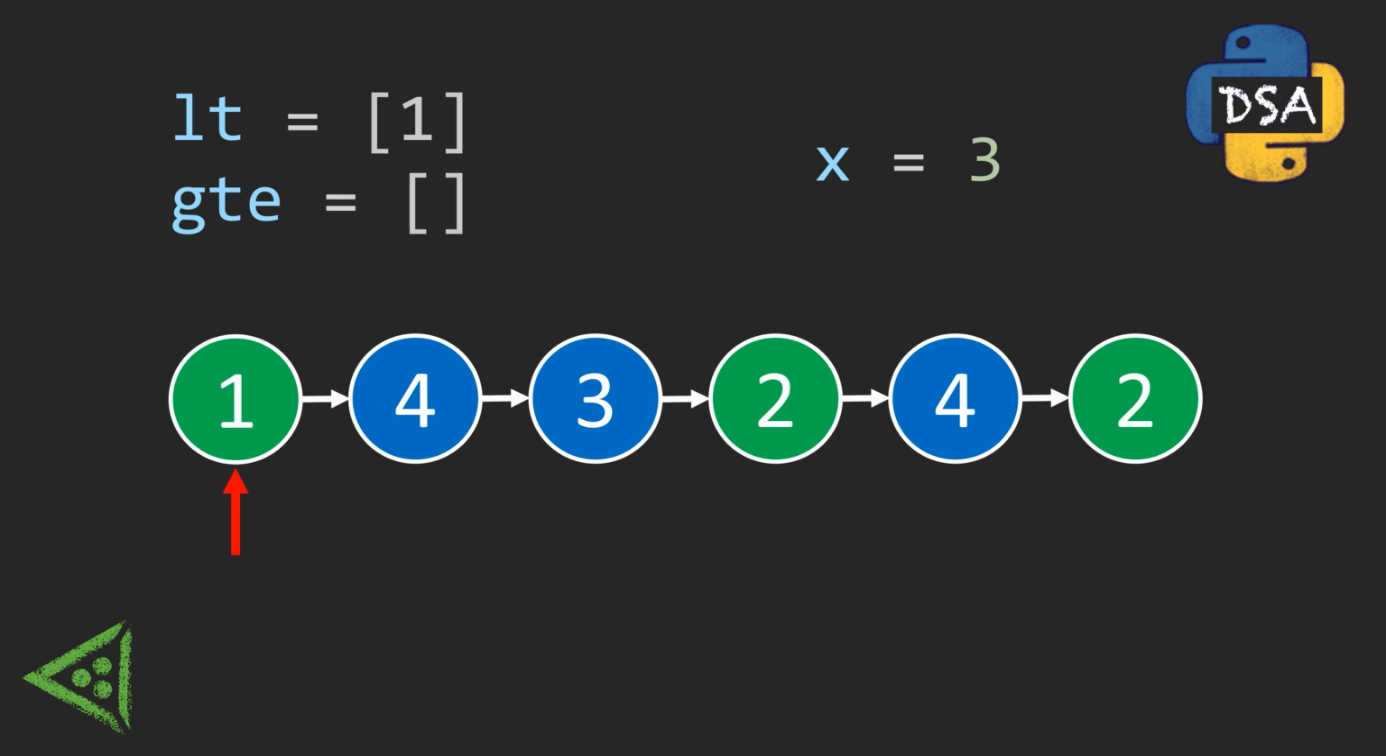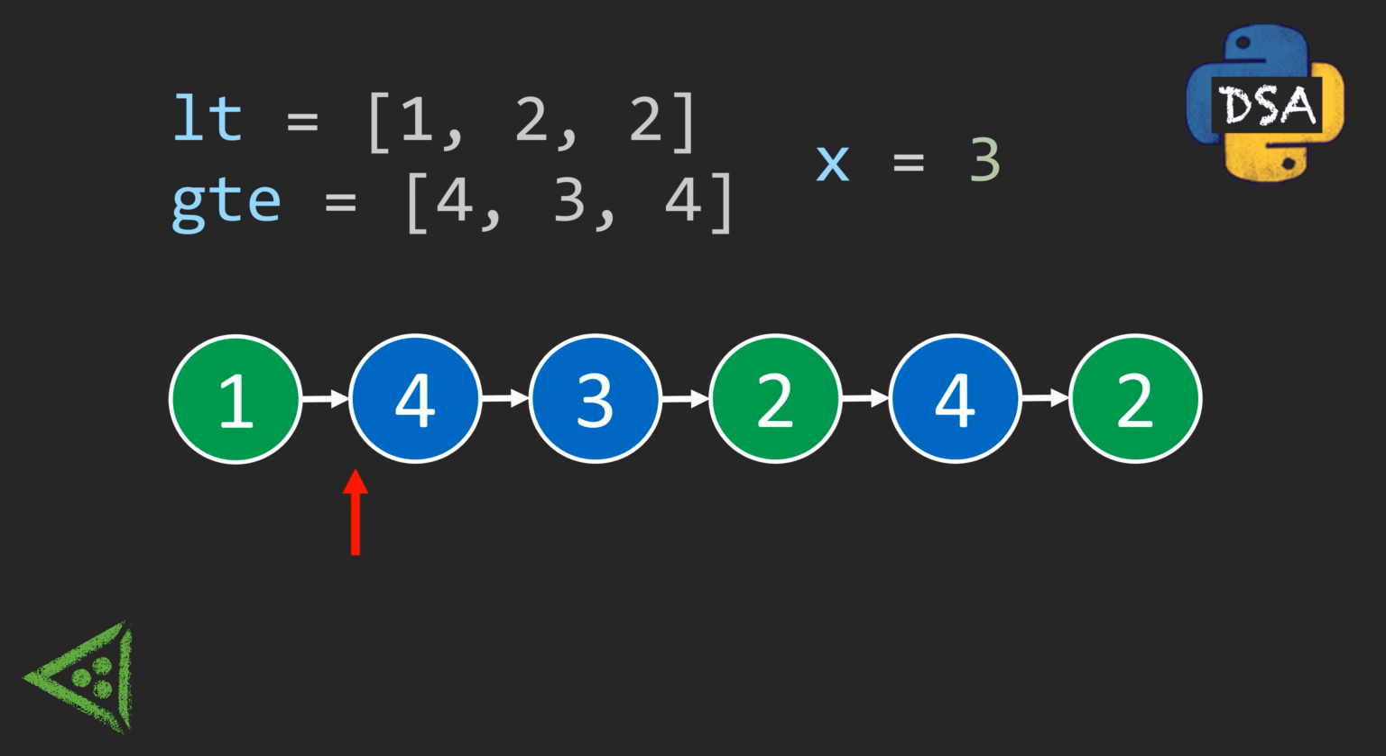Of course, 1 is less than 3, so we append it to the LT array and move to the next item. Then 4 is greater than x, so we append it to the GTE array. And 3 is equal to x, so we append it to the GTE array as well. Then we continue to traverse our list and append the values to our arrays as needed.